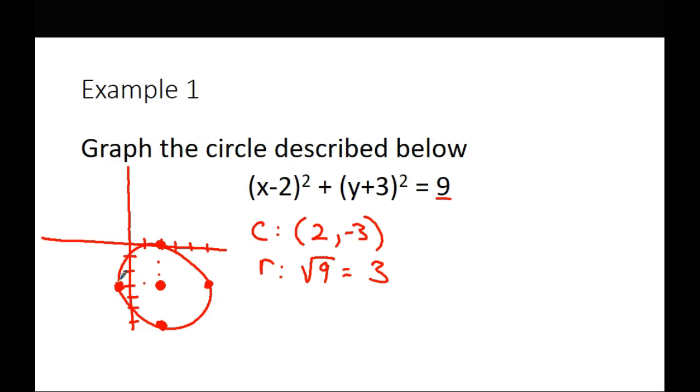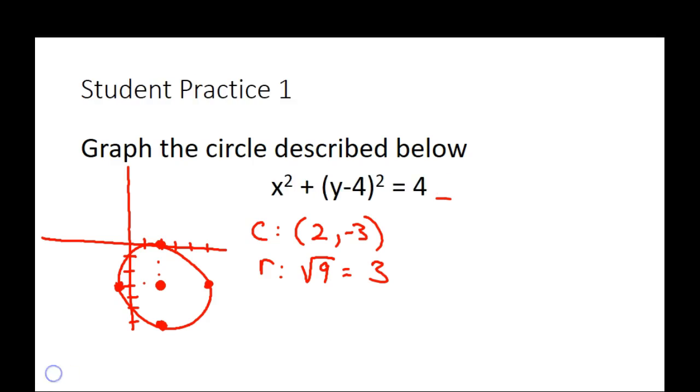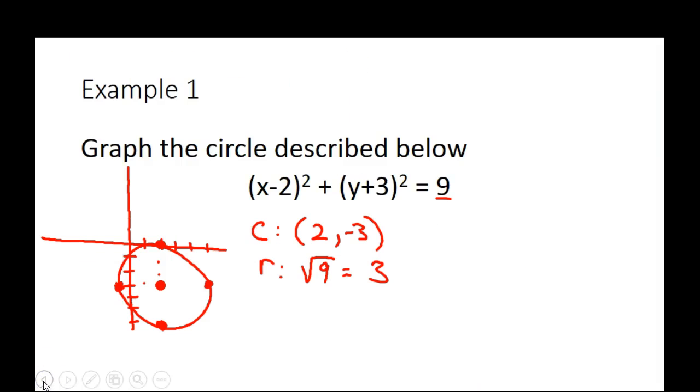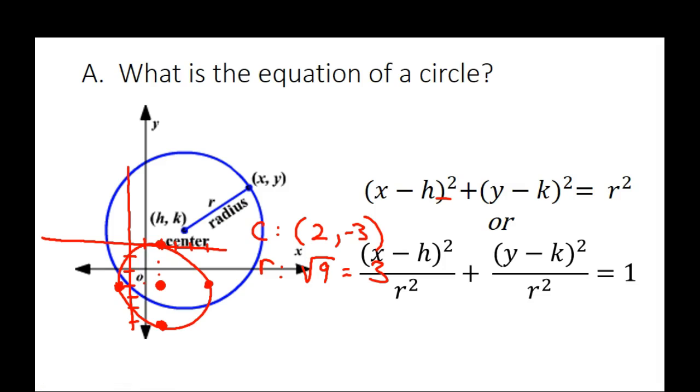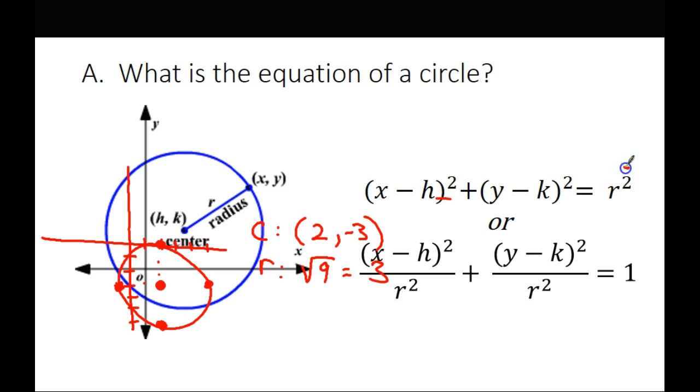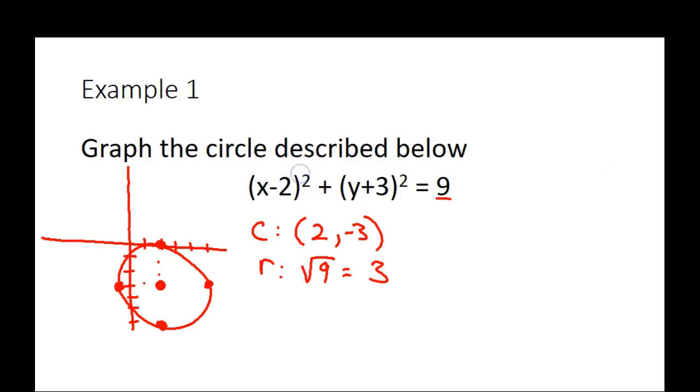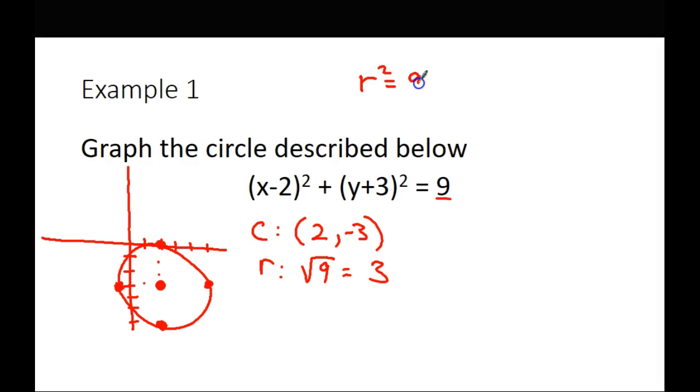What about the radius? Okay, so back here, maybe. The number over here is r squared, right? So that's the radius to the second power. So if this is r squared, and I want to know what my radius is, I would have to take the square root. So my radius is 3.